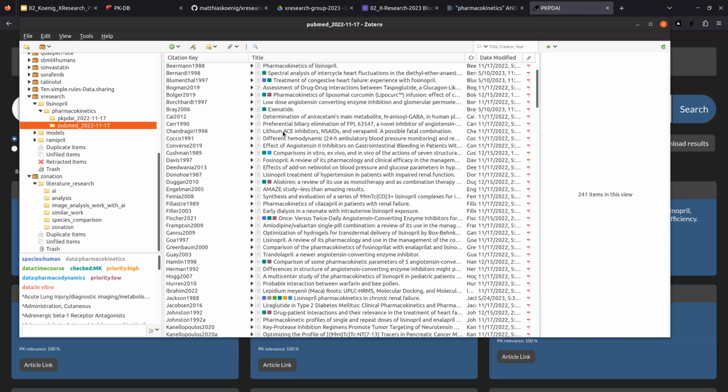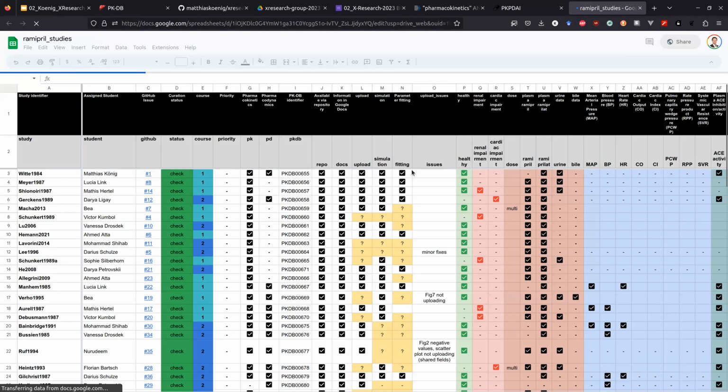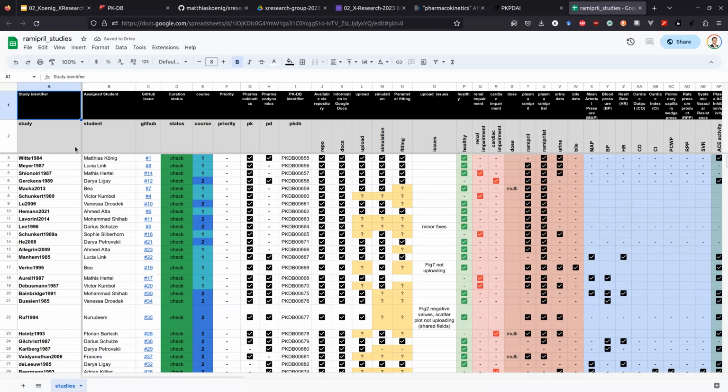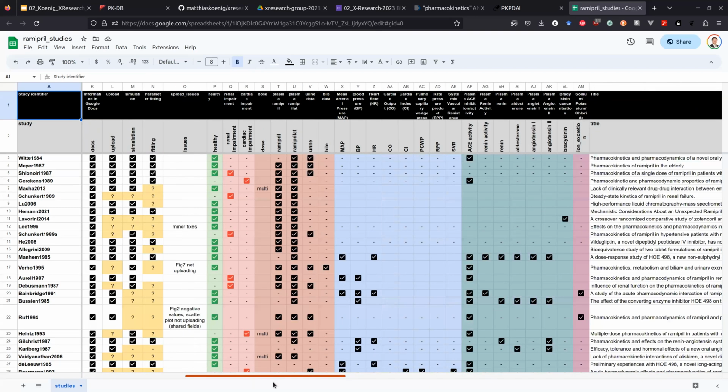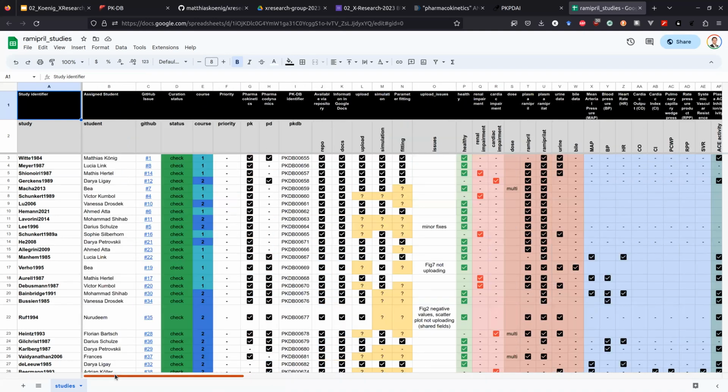So the main task until next week is I will go through this database and find the top publications, and then we will start doing a table with this information. So this is from the Ramipril. It's more like the students and me are getting assigned certain publications, and then you have to check, okay, what is the information which is available in this data set, and then over the next few weeks start to get the data and information out of this publication, so that we can build a knowledge base of what is lisinopril.